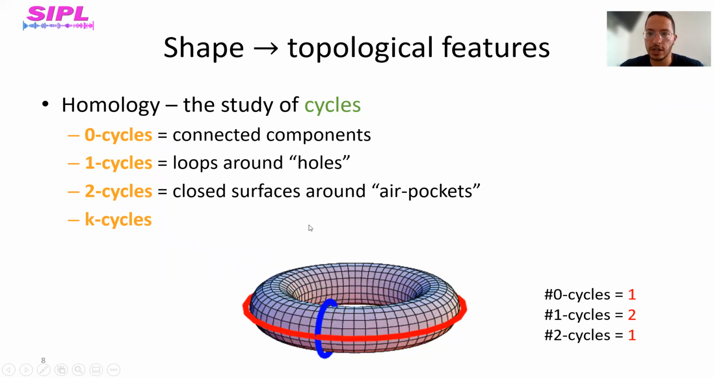First order cycles are just loops around holes. As you can see, we have here this red loop around this main hole and this blue loop around this hole. The shape here, of course, is hollow. So we have 2 first order cycles. Now we can create many other loops, but they can be continuously deformed either to the red loop or to the blue loop. So we won't consider them different cycles. Second order cycles are some sort of air pockets that are trapped inside the shape. And we have here only 1 such air pocket, so 1 second order cycle.